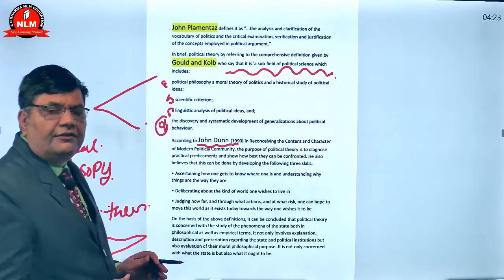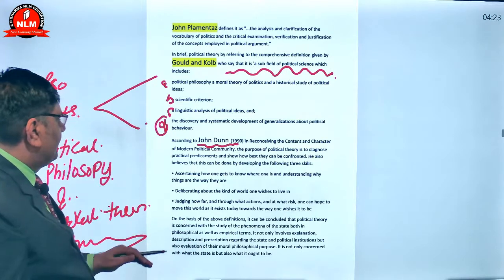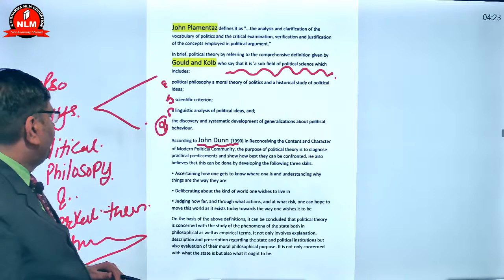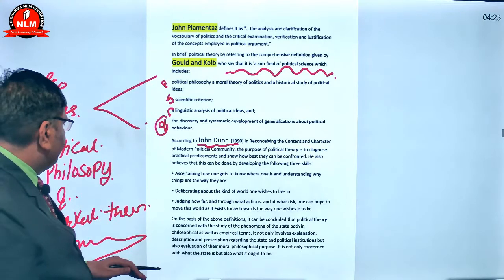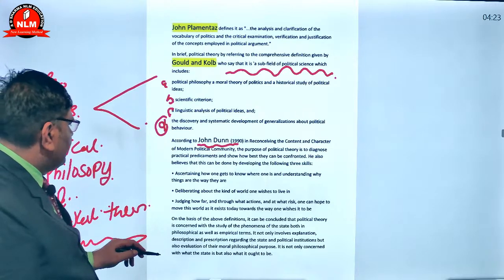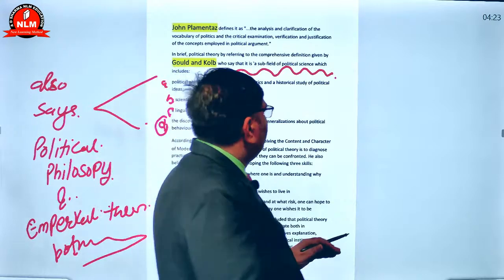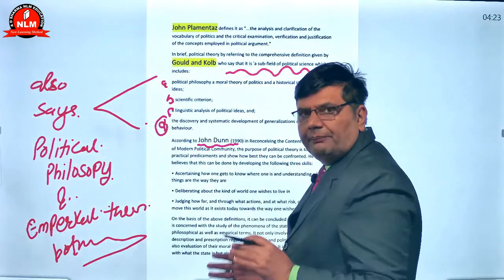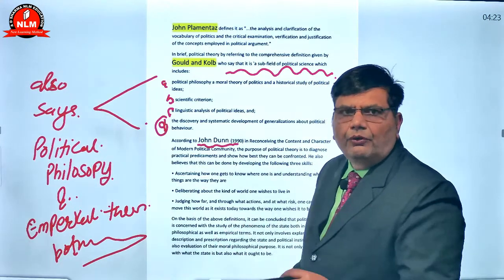At last, we can say, on the basis of the above definitions, it can be concluded that political theory is concerned with the study of the phenomena of the state, both in philosophical and empirical terms. It means the types of political theory are important for us.